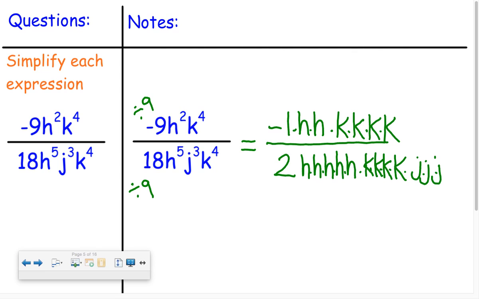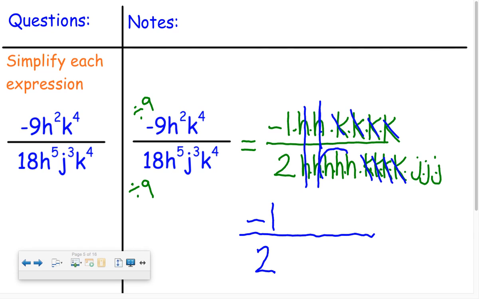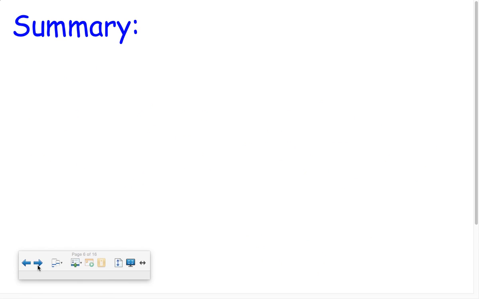Okay, start canceling. All right, and what I'm left with on the top is negative 1, and that's it. On the bottom, I've got 2, 3 h's, and 3 j's. So negative 1 over 2h to the 3rd, j to the 3rd. Summary.